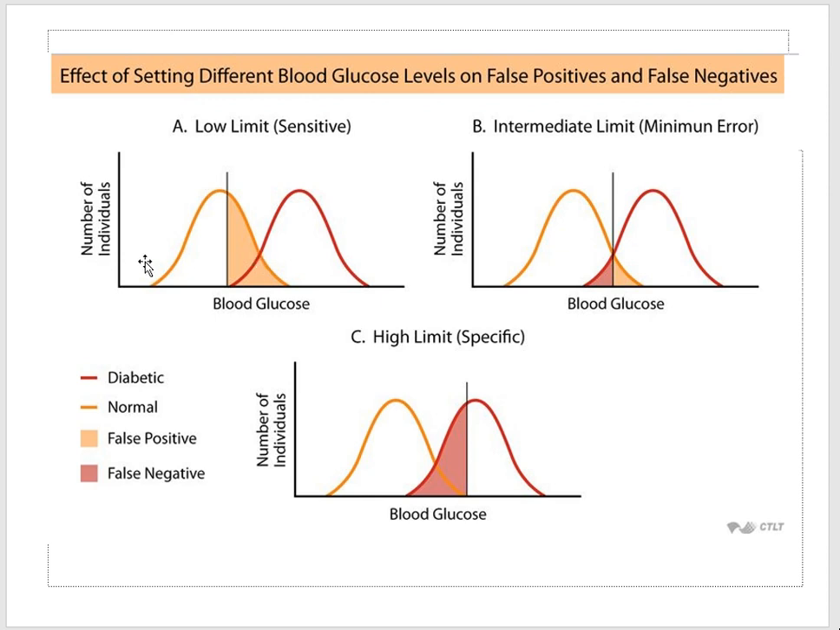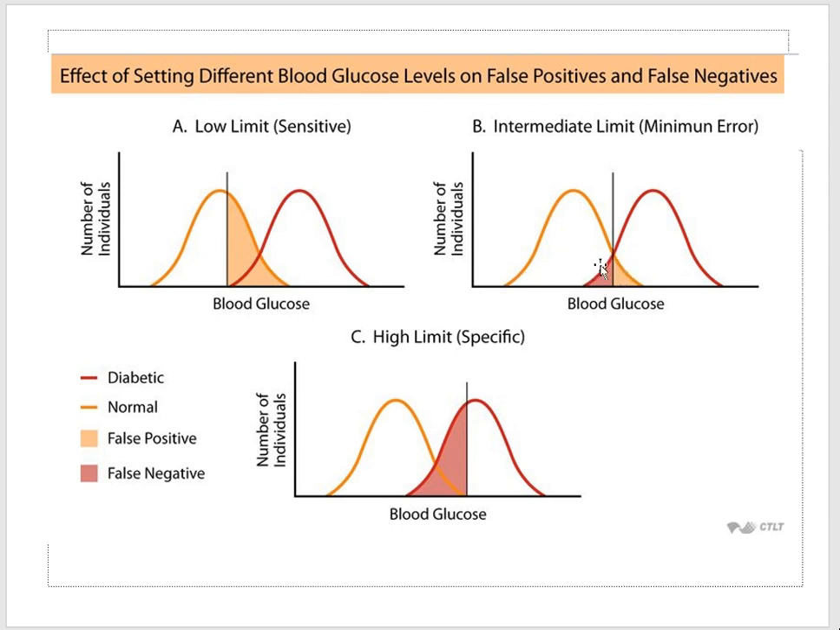So that makes us move into B, where now the black line has been moved a bit up so that it's somewhere between the two populations. So we have the population of diabetic people and the population of healthy people. But what happens here is that though the orange shaded false positive will reduce dramatically, which is a good thing, unfortunately you start having a false negative appearing.